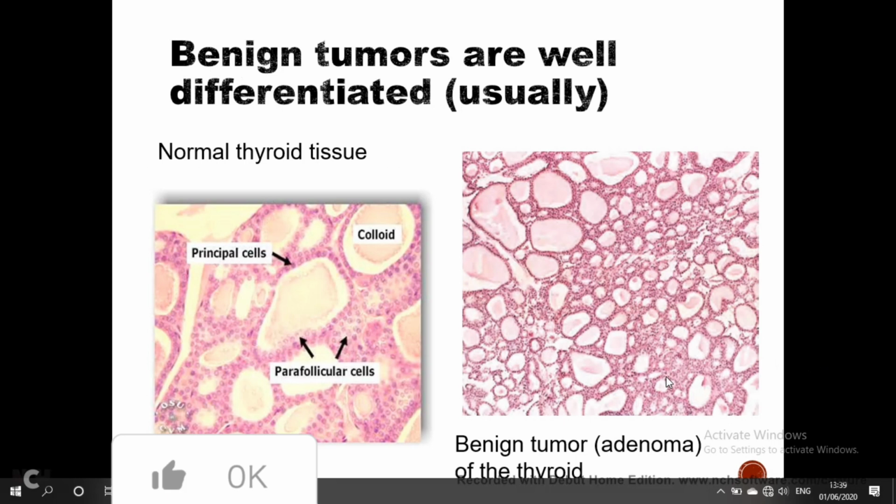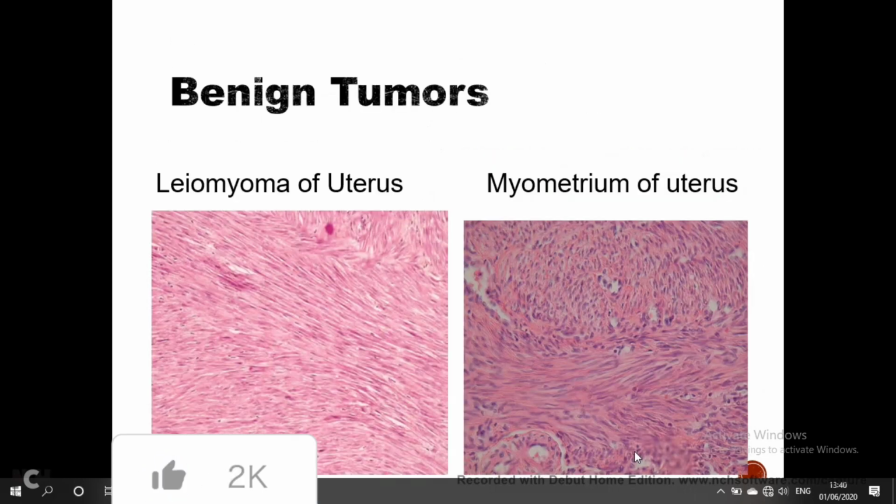So benign tumors are usually well differentiated. This is a normal thyroid tissue, and you can see that this is a thyroid adenoma. In the thyroid adenoma, the cells and the follicles exactly resemble those of the normal thyroid tissue, so we call it a benign tumor or benign adenoma of the thyroid.